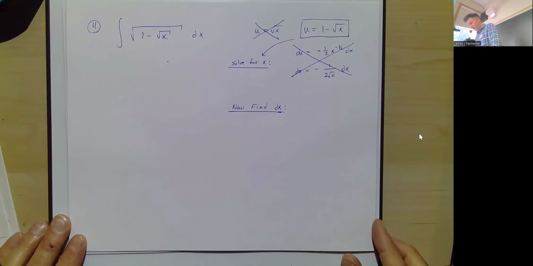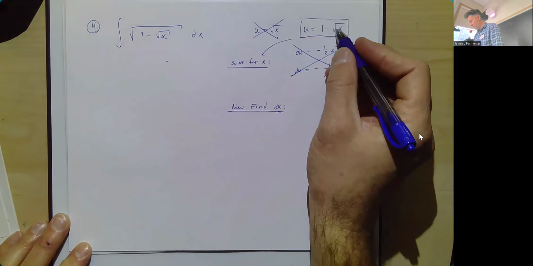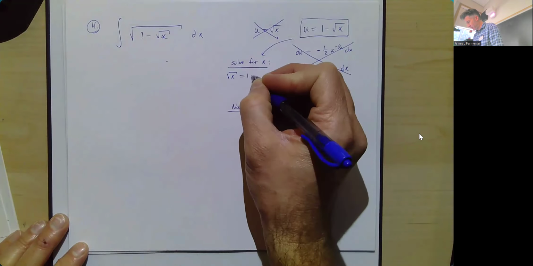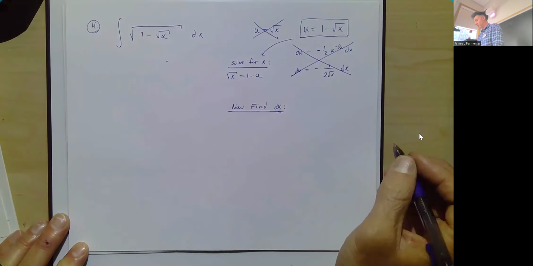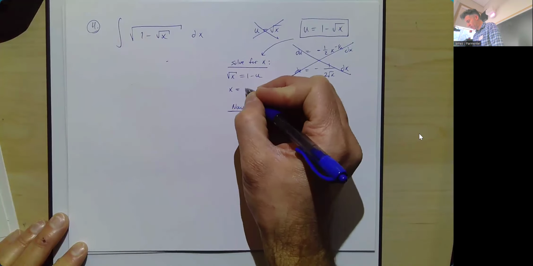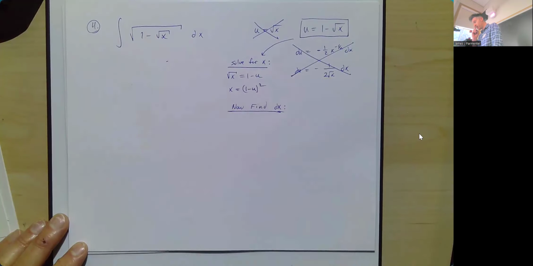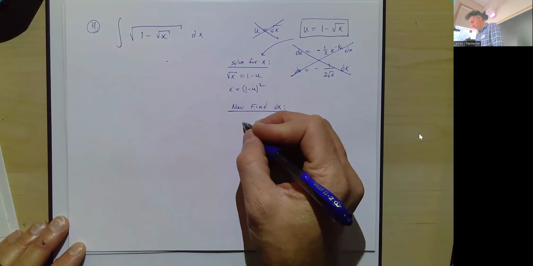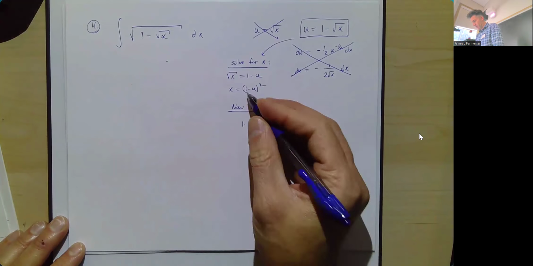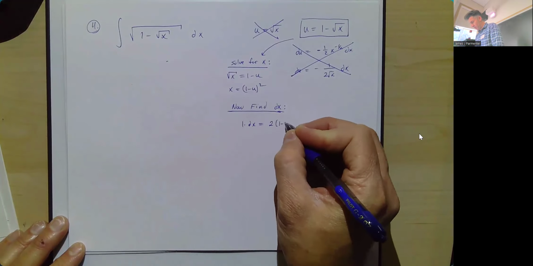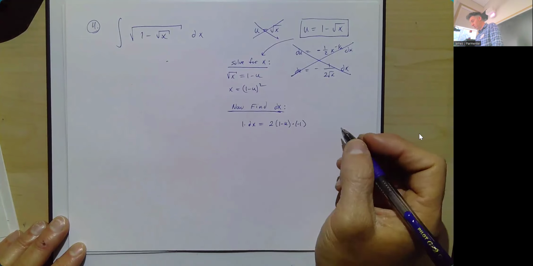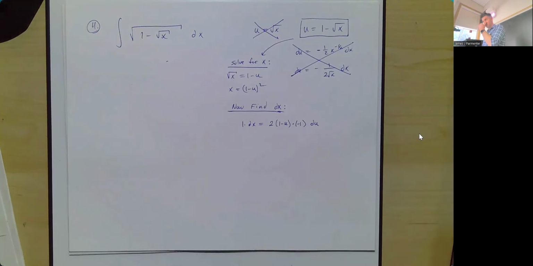Okay. Anyway, solving for x here, I would rewrite this as the square root of x on the left equals 1 minus u on the right, and then square both sides. X equals 1 minus u quantity squared. And then to find dx, the derivative of the left side is 1 times dx. The derivative of the right side is 2 times 1 minus u to the first times -1 because of the chain rule du.